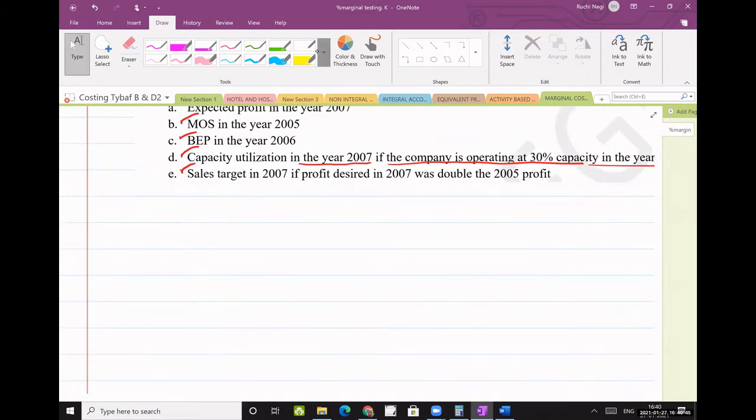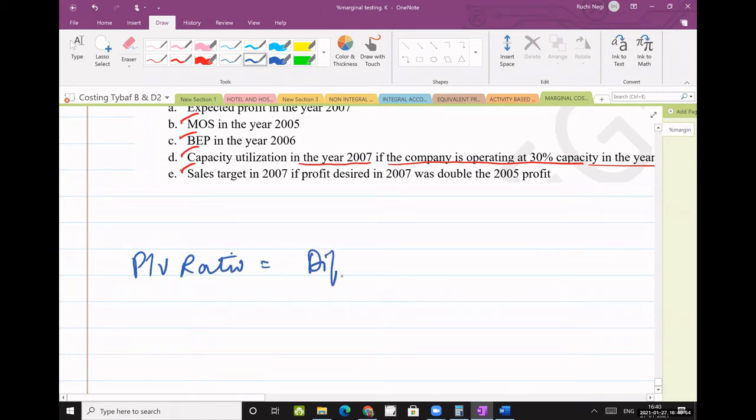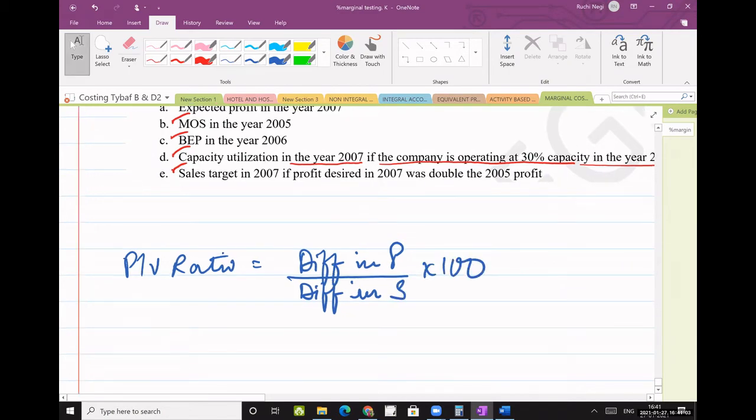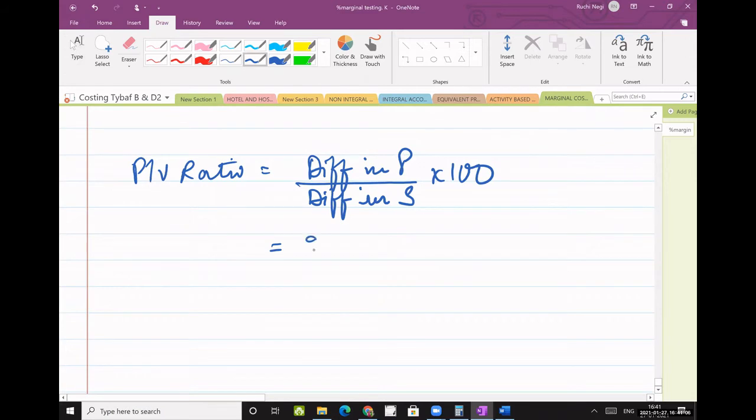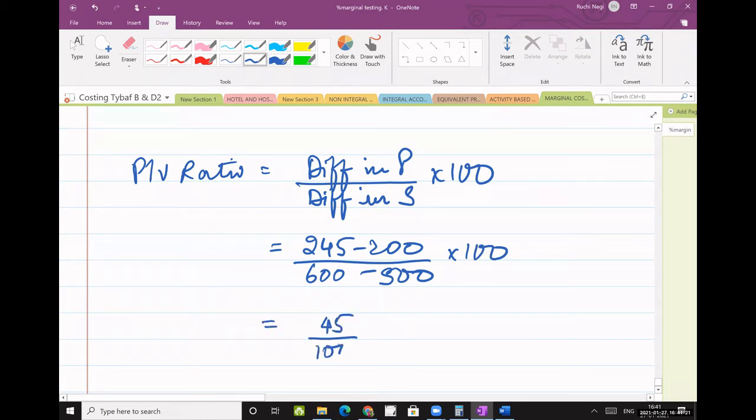Yeah, so write down PV ratio. I'll be using the second formula of PV ratio, that is difference in profits upon difference in sales into 100. So the difference in profits is 245 minus 200, and the difference in sales is 600 minus 500, second year minus first year. So this is 45 divided by 100 into 100. So my answer for PV ratio is 45%.